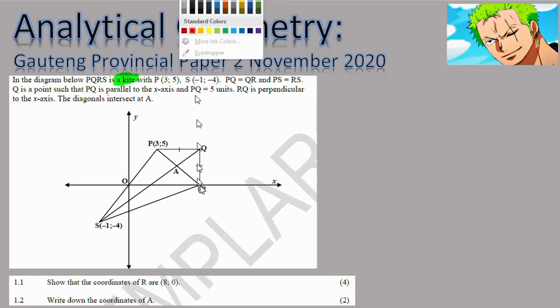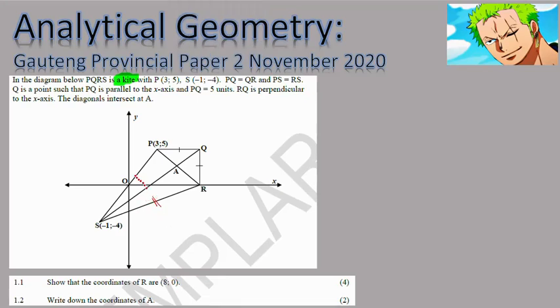So I'm going to choose this red pen here. And I'm going to say this side is equal to that side because it's in the statement, right? PS is equal to RS. And they're saying Q is a point such that PQ is parallel to the x-axis. Okay, I see that. And they're saying PQ is equal to 5 units. Okay, let's put 5 units here. Like I said, you want to make sure that everything that is in writing also appears on the diagram. And then they're saying that RQ is perpendicular, so I'll put a perpendicular sign here this way. RQ is perpendicular to the x-axis.